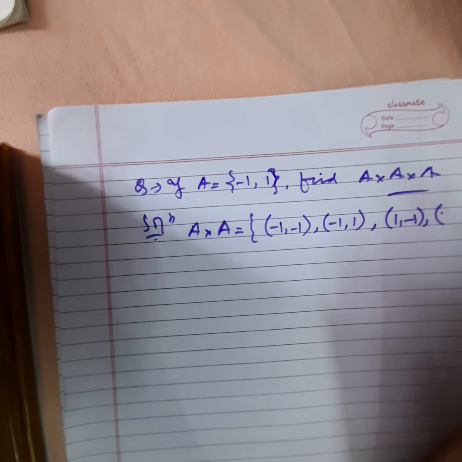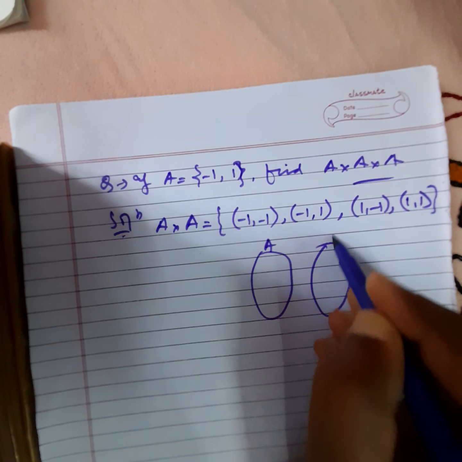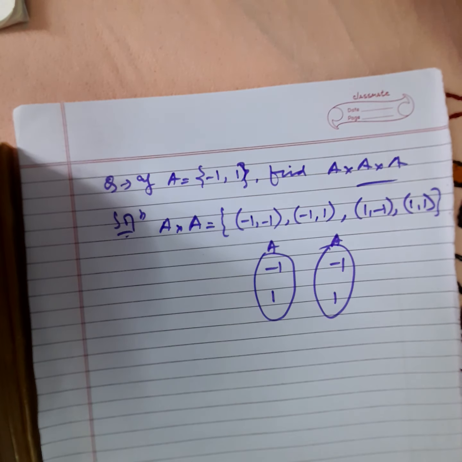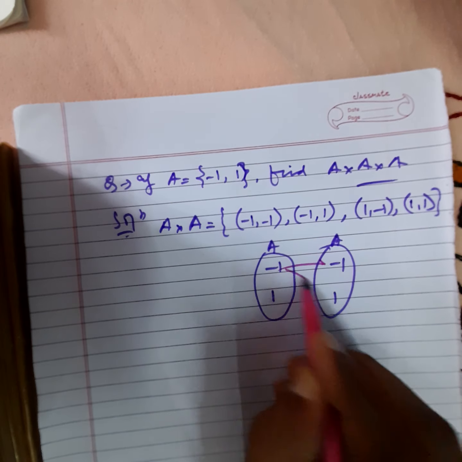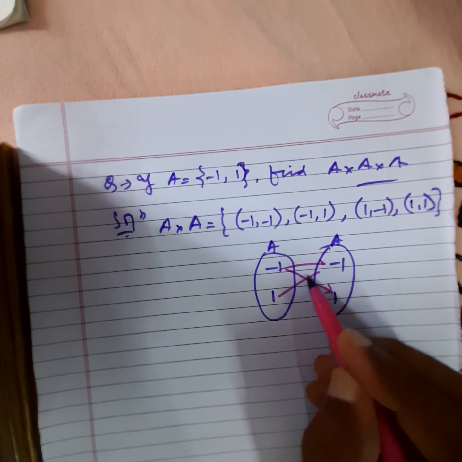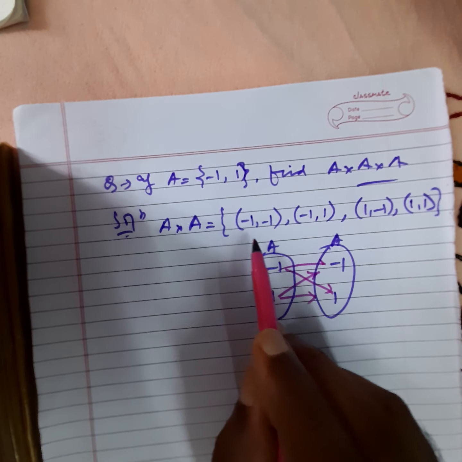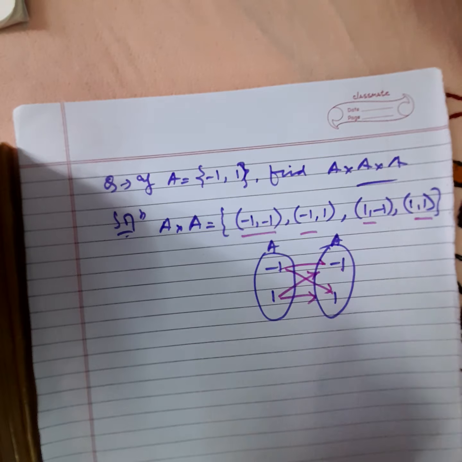That means what? See, if we see this one, A to A, this is also A, {-1, 1}, this is also {-1, 1}. So (1, -1) is this one, ordered pair. This one ordered pair, this one ordered pair. So number of elements will be 4. So (-1, -1), (-1, 1), (1, -1), (1, 1).